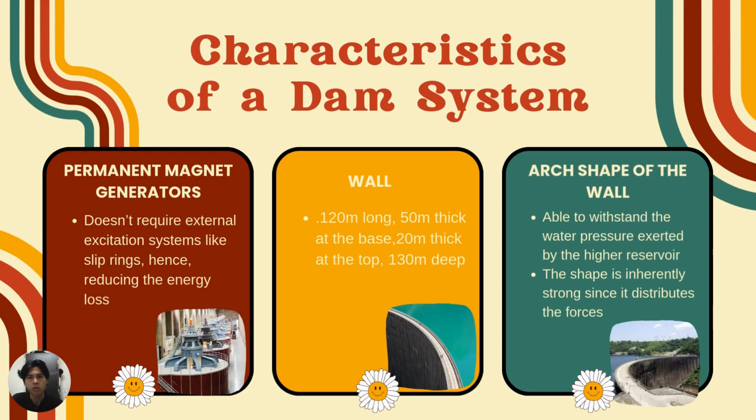Our wall also has the shape of an arch because it is highly effective in withstanding the immense pressure exerted by water while using less material. So the advantage is that it is able to withstand the water pressure, and the shape is also inherently strong since it distributes the force. The curvature also allows it to fit in the mountain belt.